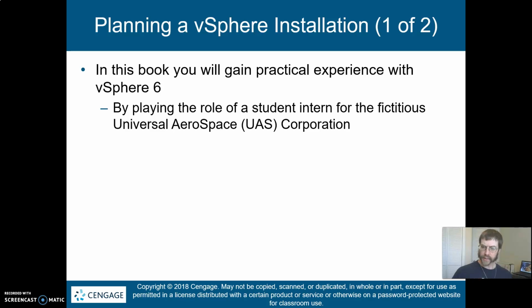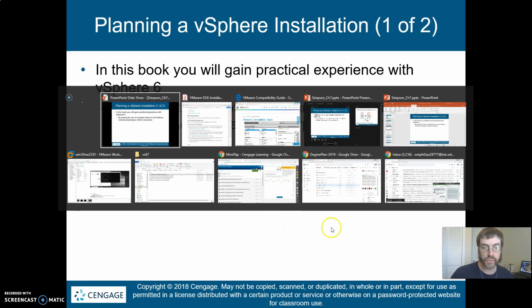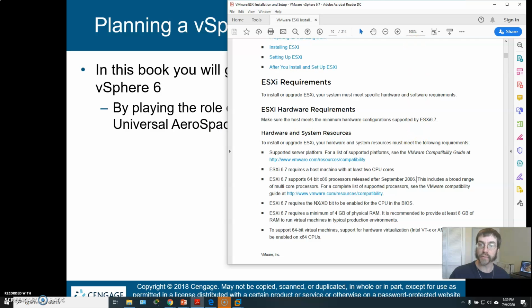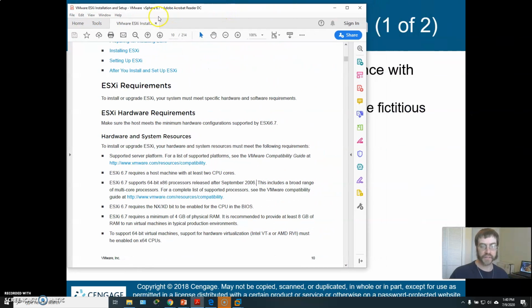The good news is the book doesn't really list some hard and fast requirements on what your ESXi hosts need, not at least in chapter 7. Good news is there's plenty of documentation out on the net from VMware.com. So let me show you some of that. Let's go to our installation guide. Yeah, so here we go. This is the installation and setup guide for ESXi 6.7.